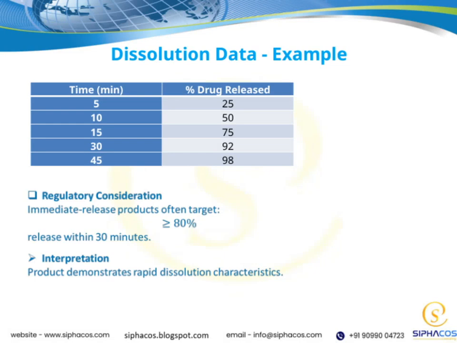Here's an example of dissolution data, showing how a drug releases over time. At 5 minutes, about a quarter of the drug is released. By 10 minutes, we're halfway there. 15 minutes gets us to 75%. After half an hour, over 90% has dissolved. And by 45 minutes, nearly the entire dose is released. This kind of data helps us understand how quickly a medication becomes available in the body.